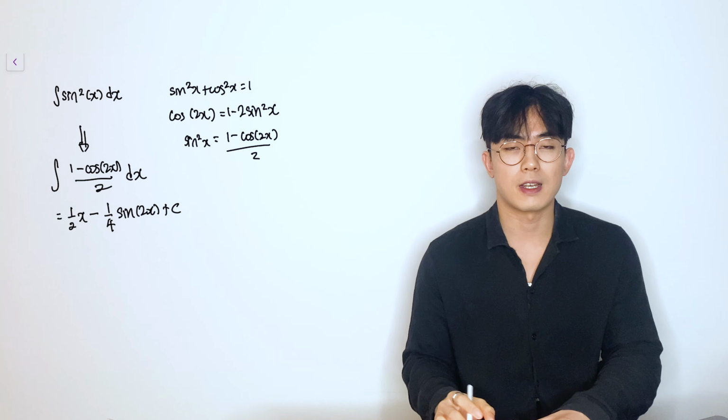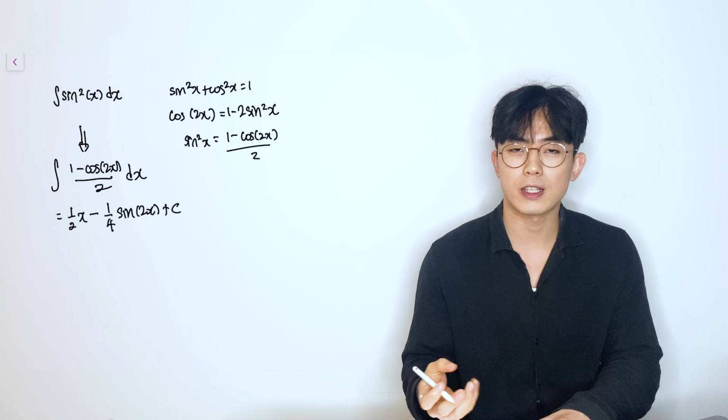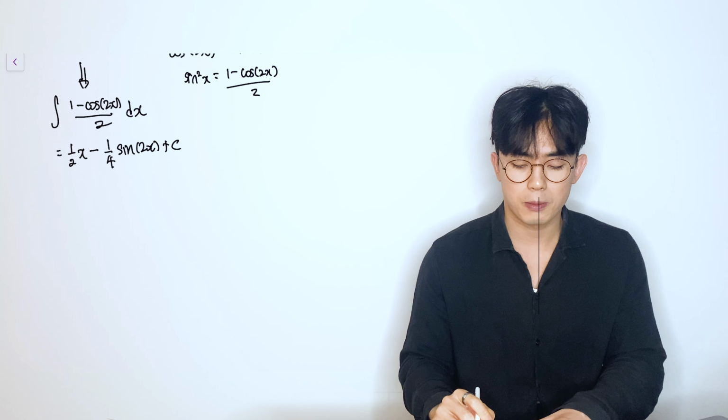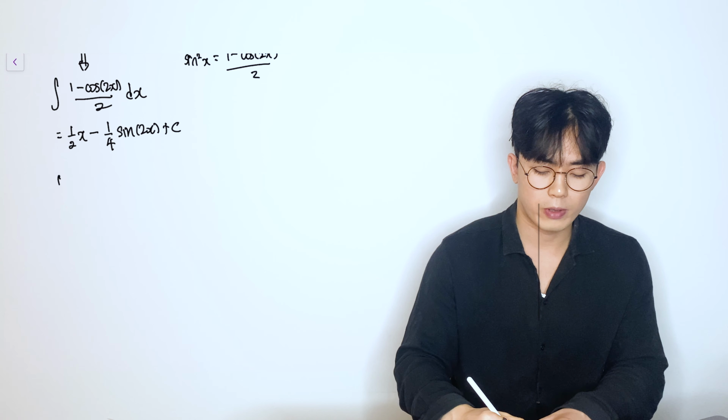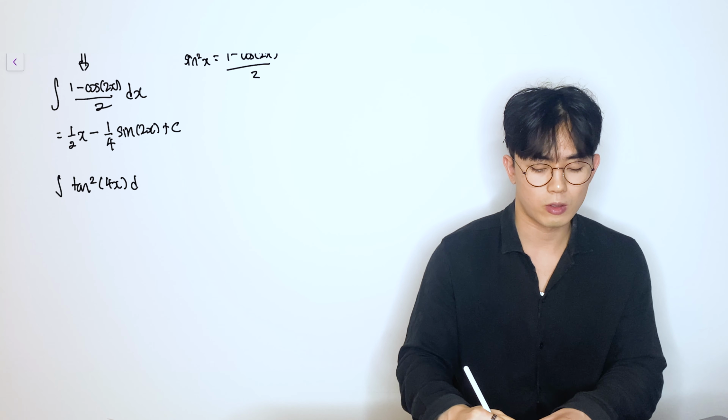So as you can see, even though I couldn't integrate sine squared straight away, I manipulated it using a certain identity to make a trig term which I can integrate. Another example would be if I was asked to integrate tan squared 4x.